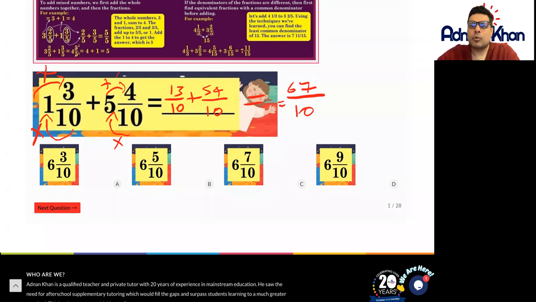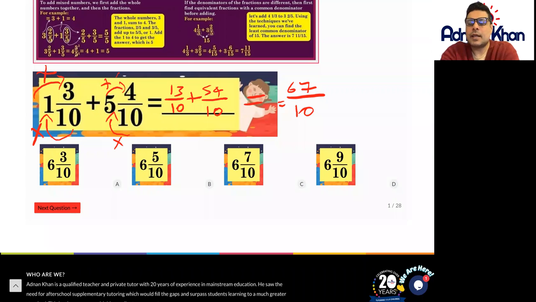Now at the moment, we've got an improper fraction. An improper fraction means that the fraction is top heavy. In other words, the top part of the fraction is bigger than the bottom part of the fraction, which means that we need to turn this into a mixed number.